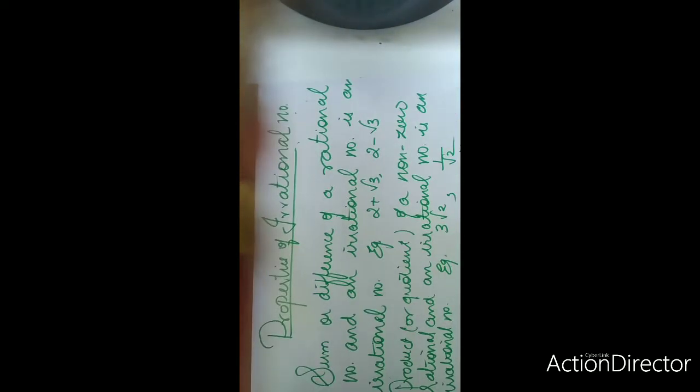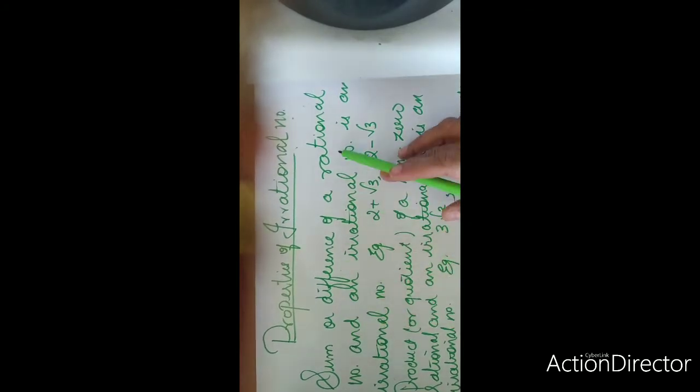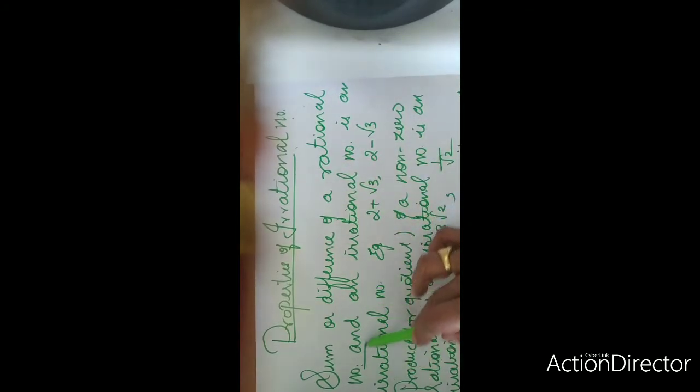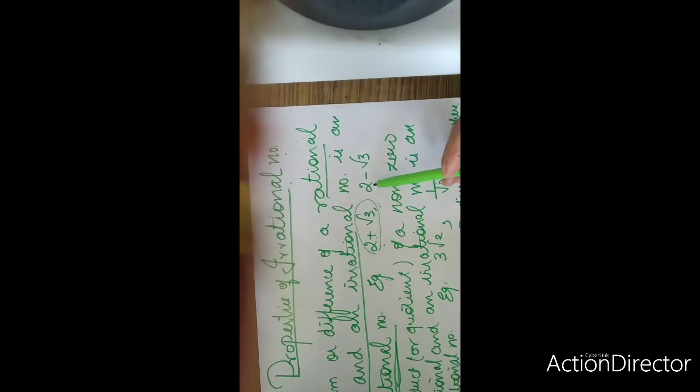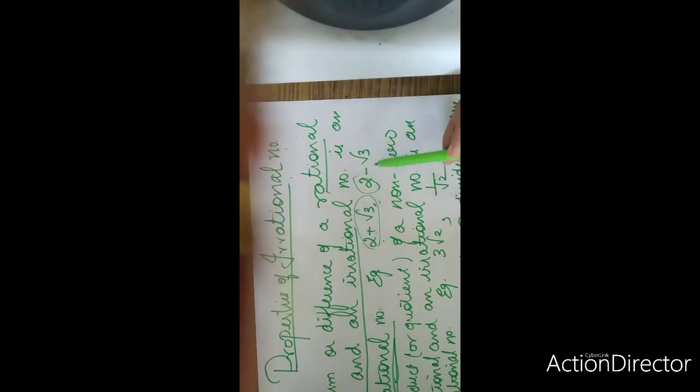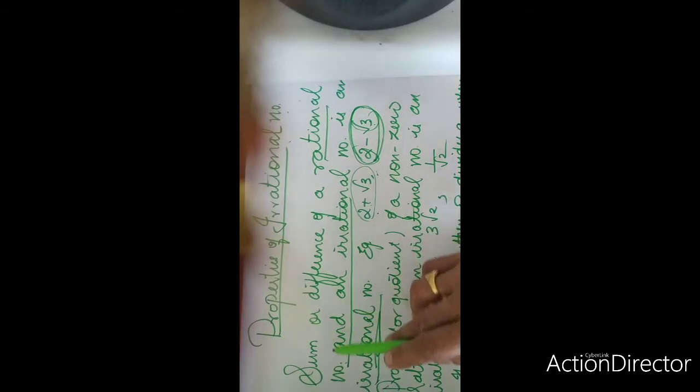What are the properties of irrational numbers? The sum or difference of a rational number and an irrational number will be an irrational number. Here 2 is a rational number, root 3 is an irrational number. If I add this rational plus irrational, I will get an irrational number. This is the sum. Suppose I am subtracting an irrational number from a rational number. The resultant will also be an irrational number. This is regarding the sum and difference.